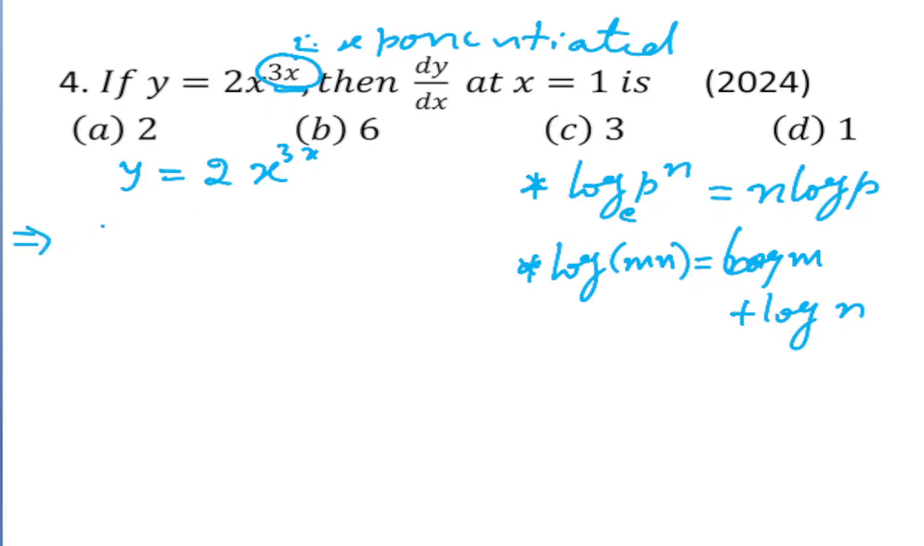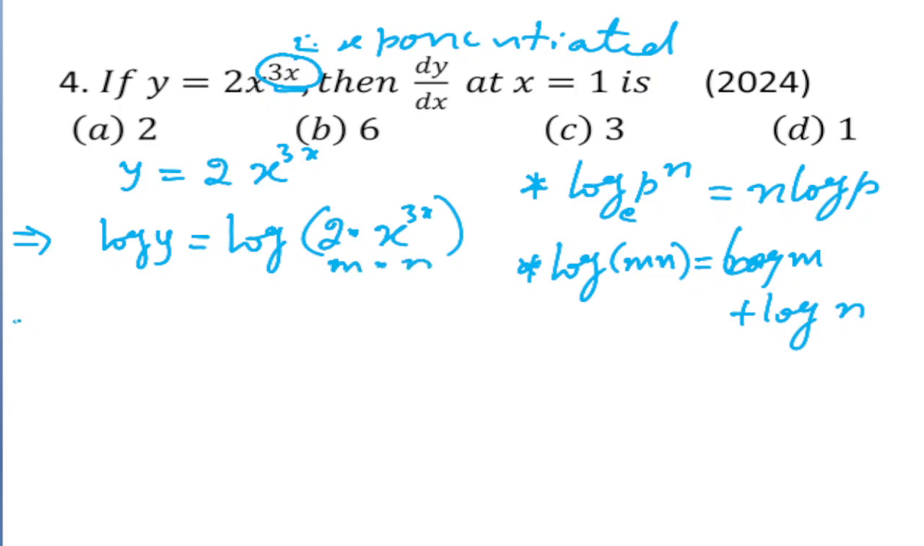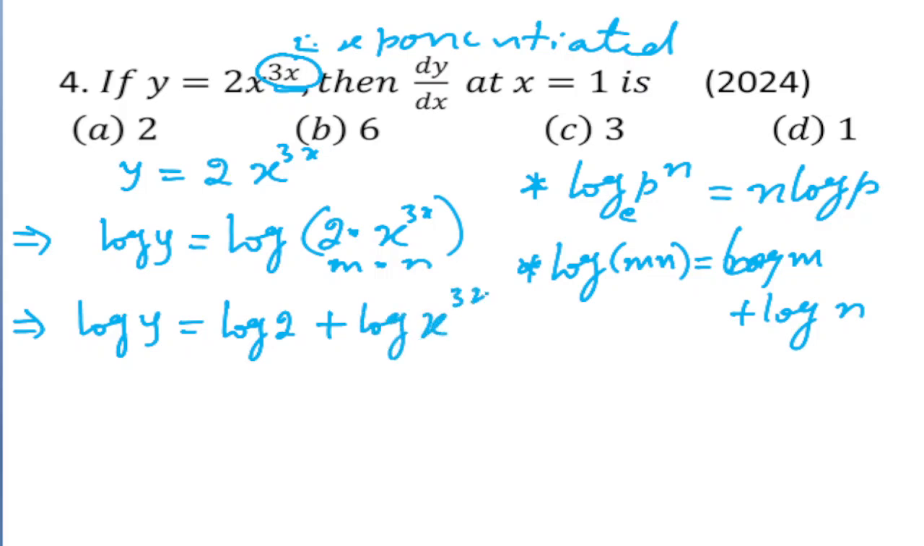If you take log on both sides, we are going to get log y is equal to log of 2 into x to the power 3x. Now first we are going to apply log of m into n here. We'll keep the left hand side as it is and simplify the right hand side. Log y is equal to log 2 plus log x to the power 3x. First term simplified. Let us simplify the second term using one more property.